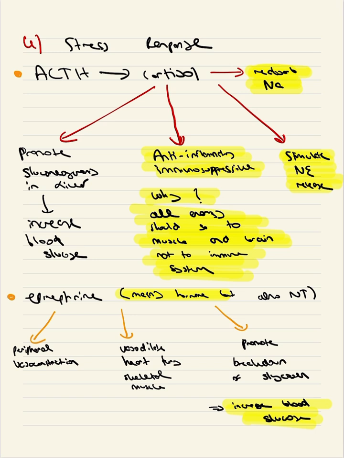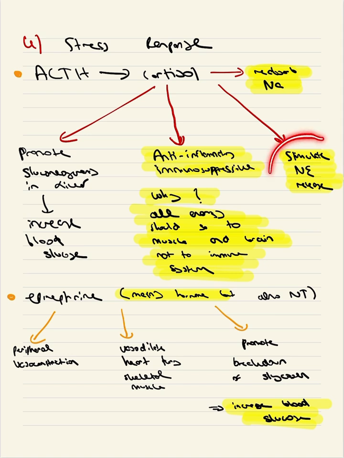Now your stress response. So stress response is your adrenocorticotropic hormone, so ACTH, and this will cause cortisol release, and cortisol will reabsorb sodium, okay? Very, very important. Just like aldosterone, you reabsorb sodium. And then you have your promoting gluconeogenesis in liver to increase your blood glucose because you're in a stress state, okay? It will also be anti-inflammatory, immunosuppressive. Why? Because all your energy should go to your muscle and brain because you're in a stress situation. In a stress situation, you don't want your immune system wasting energy, okay? You want everything in your muscle and your brain, okay?